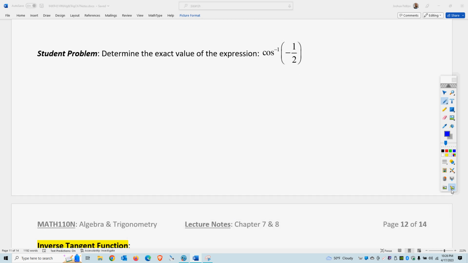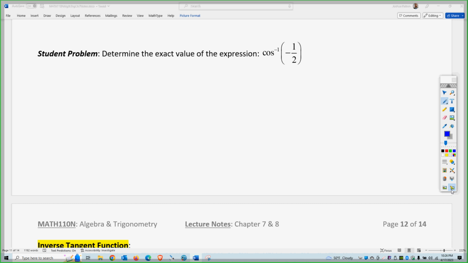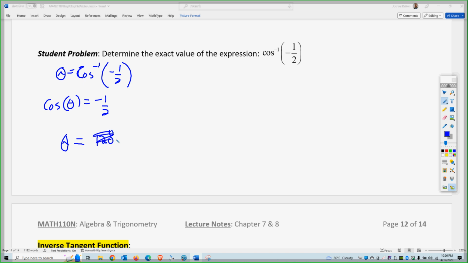Okay. So for the student problem, we know that some angle equals cosine inverse of negative 1 over 2. So therefore, the cosine of some angle equals negative 1 over 2. So the question is, what is that angle? Well, the answer is 120 degrees. And I cannot write 120 degrees or 2 pi over 3, because again, cosine inverse is restricted to the 0 to pi domain. So from here to here.